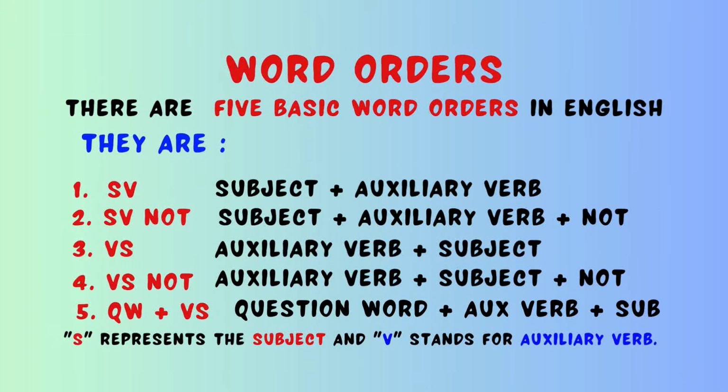Let's move on to word orders. There are 5 basic word orders in English. They are SV, SV not, VS, VS not and question word plus VS. S represents the subject and V stands for auxiliary verb.